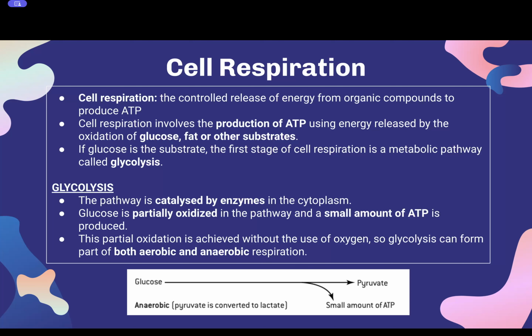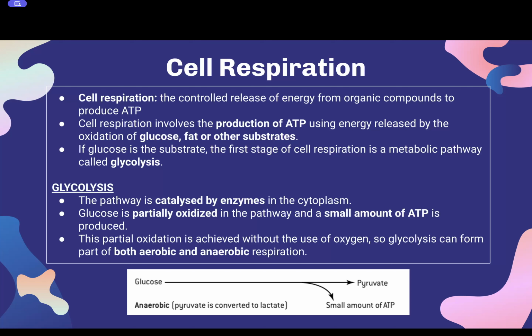When glucose is a substrate, the first stage is called glycolysis, the second is the link reaction, and the third, of course, is the Krebs cycle. The first thing we'll go through is glycolysis. So, glycolysis is the conversion of glucose into pyruvate, and that leads to a release of a small amount of ATP.